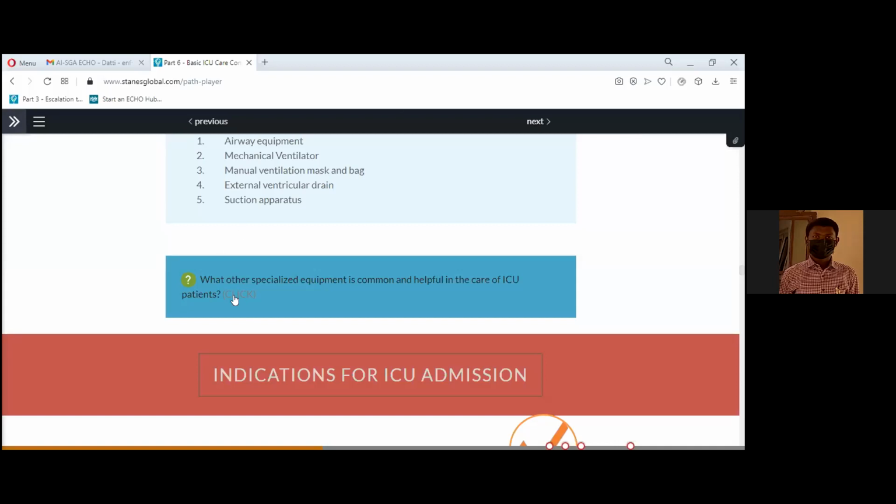For transport equipment: infusion pumps, syringe pumps, weighing equipment. Yes, the list is very long. Airway pressure monitors. So we have a link for resource. So let's see.